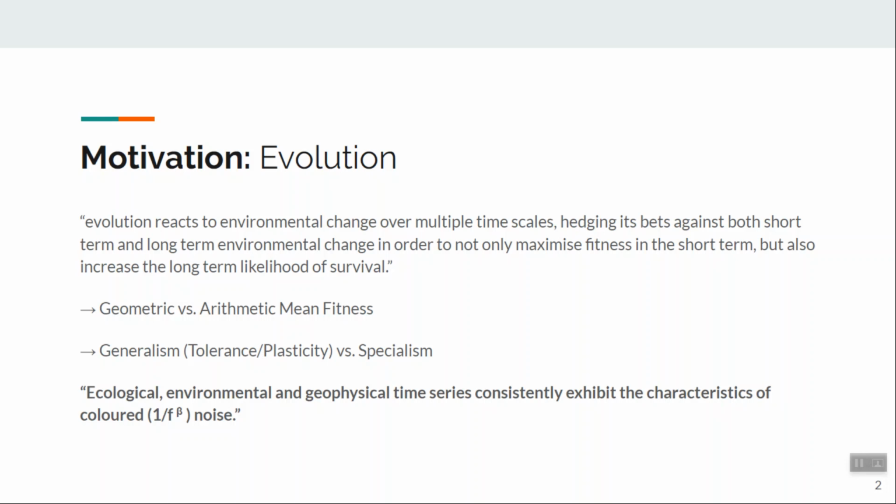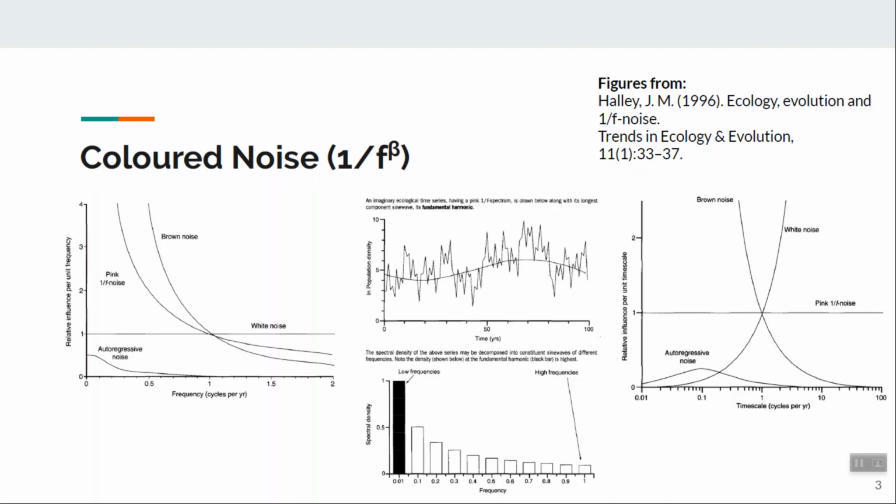In nature, we often see time series, ecological, environmental, geophysical time series, exhibiting characteristics of coloured or 1 over f beta noise. And therefore we here have explored coloured noise and how evolution reacts to noises of various colours. So in order for us to understand the evolution and the coloured noise, we probably need to understand coloured noise to start with.